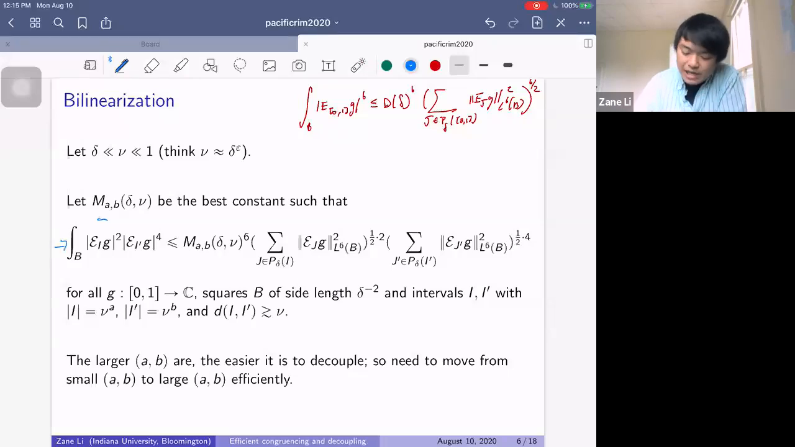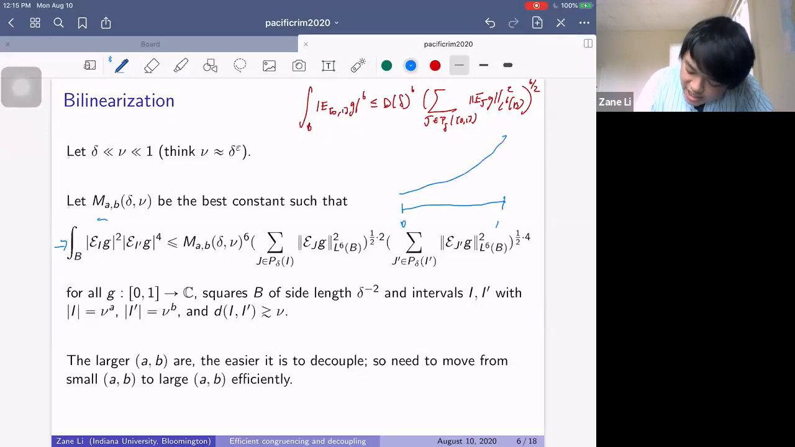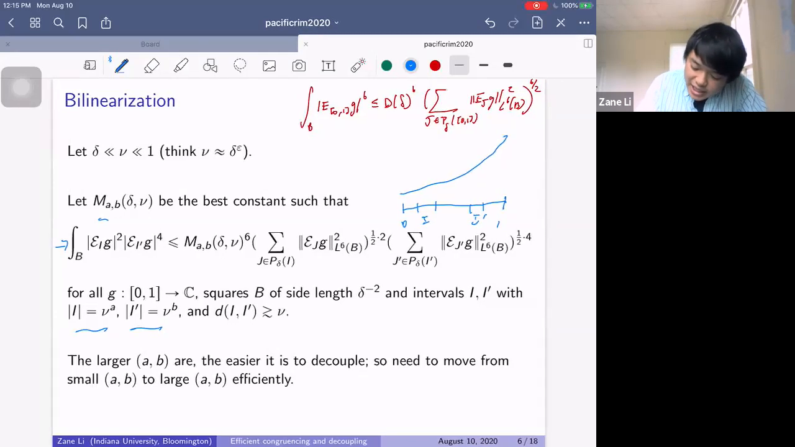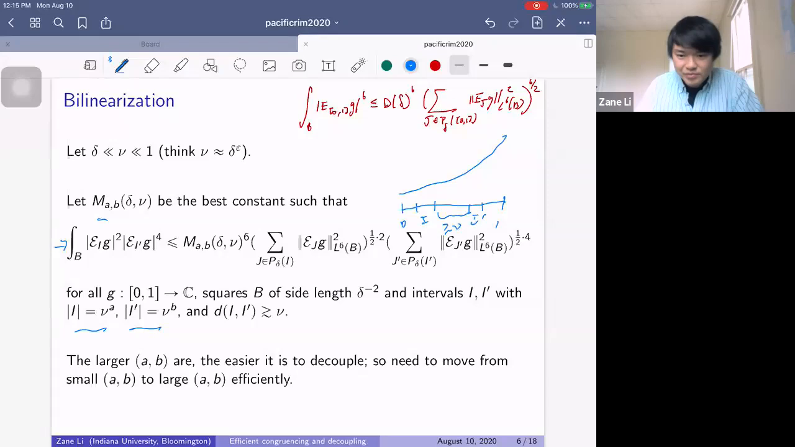So let's verbally describe what this estimate says. I have [0,1], and I have the parabola, and I have two intervals, I and I prime. I is of length nu to the A, I prime is of length nu to the B, where A and B are positive integers, and I and I prime are at least nu separated. So these intervals are pretty far separated apart, like delta to the epsilon separated. And M_AB measures how much it costs to decouple I and I prime simultaneously into intervals of size delta. I have two intervals, they're pretty big and pretty far separated apart. How much does it cost to decouple them simultaneously into intervals of size delta?